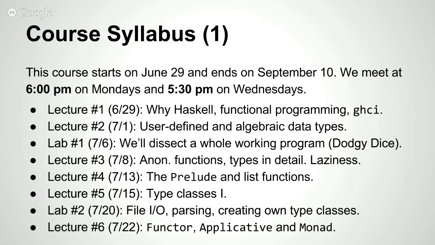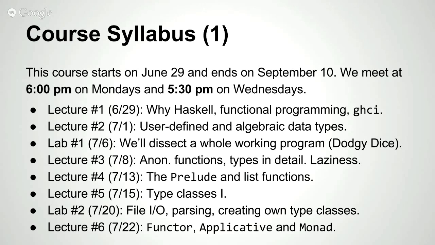The third lecture, July 8th, is going to be anonymous functions or lambdas, get into some of the details of types, and then we're going to tackle laziness. Laziness is the feature that gives Haskell the reputation for being really hard. And laziness isn't that hard. It has a certain set of rules that are different from what most languages present. But once you learn the rules, it's quite accessible. And if you want to turn the laziness off in Haskell, there are ways of doing that.